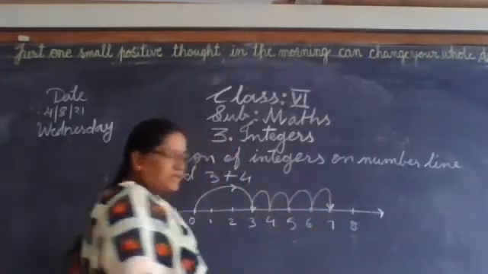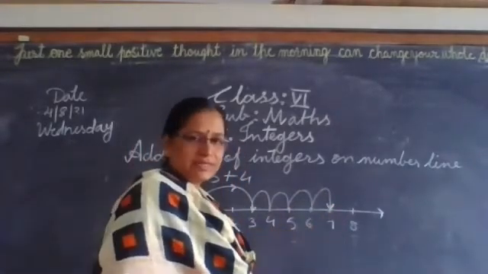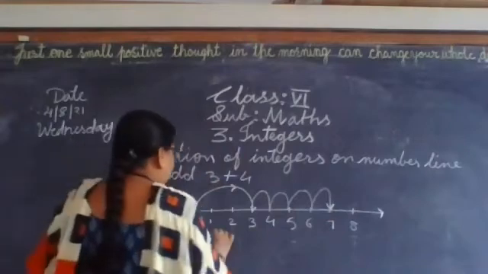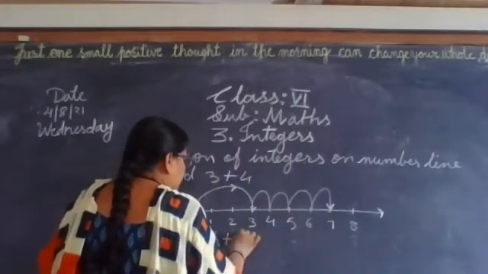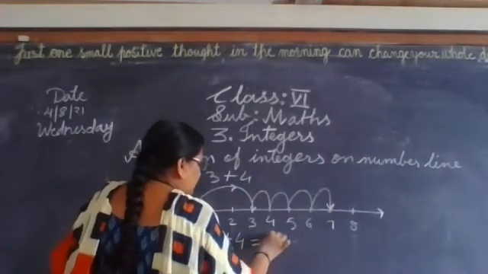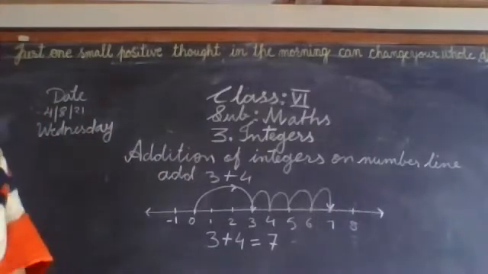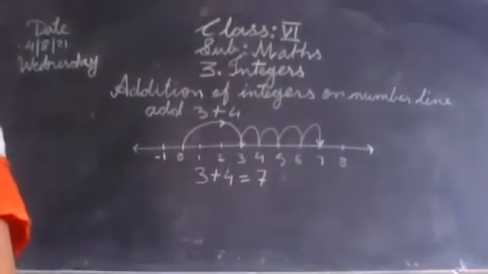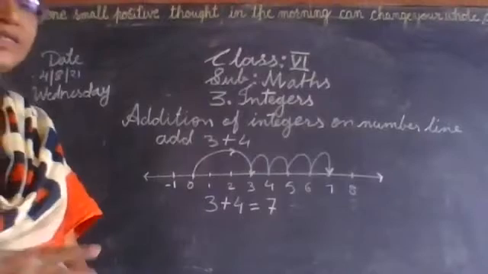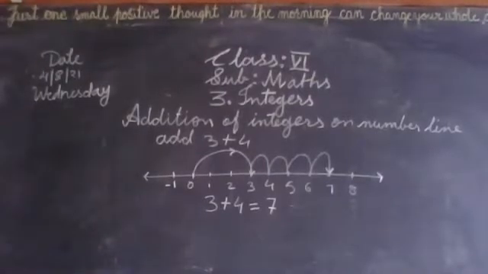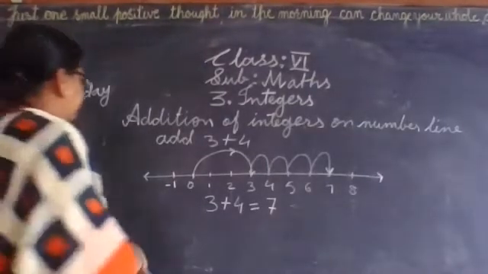Now see beta, here we reached on 7. So what is the answer of 3 plus 4? Plus 3 and plus 4 is 7. Got it beta? Okay, now let us see another example. Add -4 and 7.